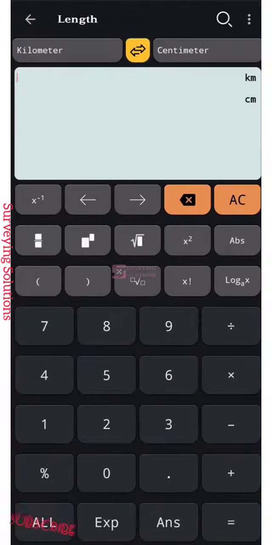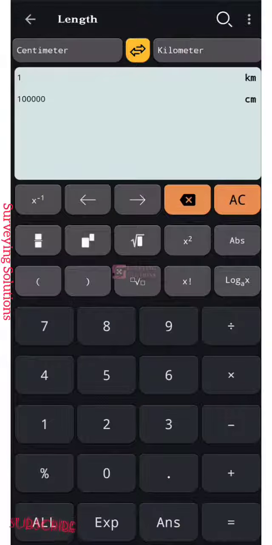Let's look at length. So as it is, if you want to convert from kilometer to centimeter, let's say we have 10. You can now see that 10 kilometers is actually what? Or maybe 1 kilometer is actually 1 million centimeters, right?